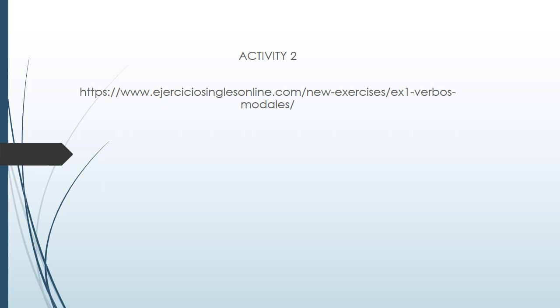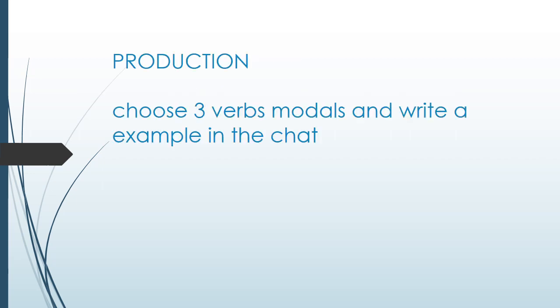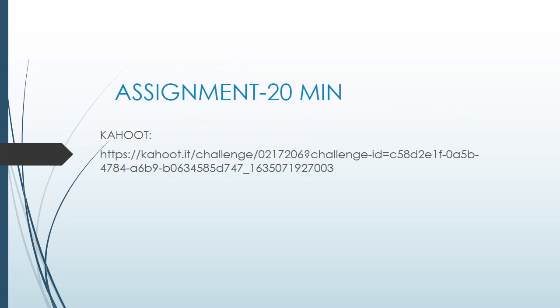Activity 2, enter the link and practice. And production: choose 3 modal verbs and write an example in the chat. For example, can: I can play volleyball. And could: Charlie could finish his studies. And should: you should not eat salty food. Ok. Escoger 3 verbos y hacer ejemplos con los 3 verbos. Then Kahoot, enter the link and practice and complete the game.